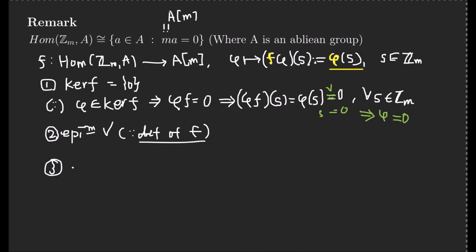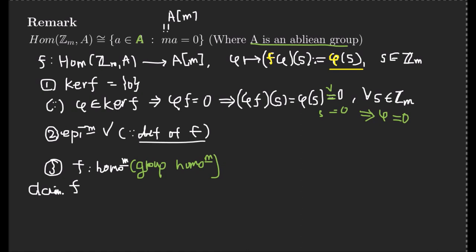So the second condition is that the map F is a homomorphism, but note the important thing: this is not an R-module homomorphism. Note that this map is an abelian group. So this is a subgroup of A. So this homomorphism means group homomorphism. To check this, we just claim F of theta plus psi is equal to F theta plus F psi. If we prove this statement, this is a homomorphism.